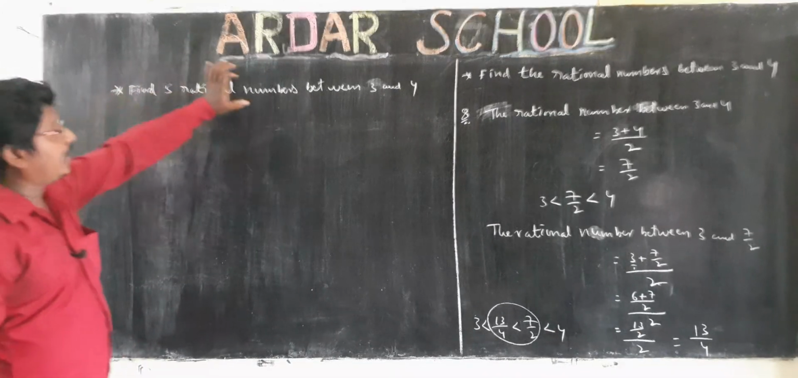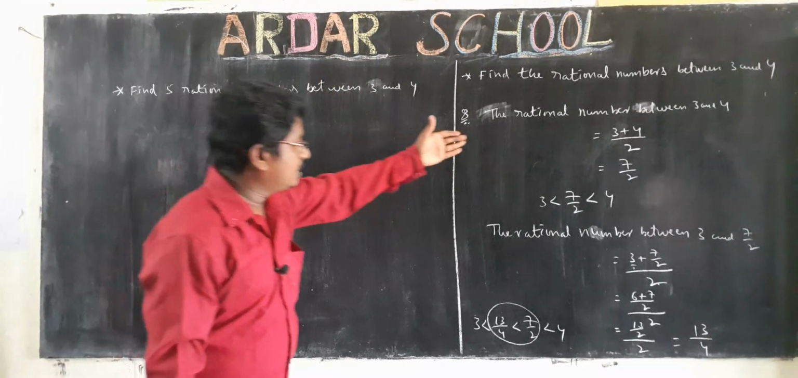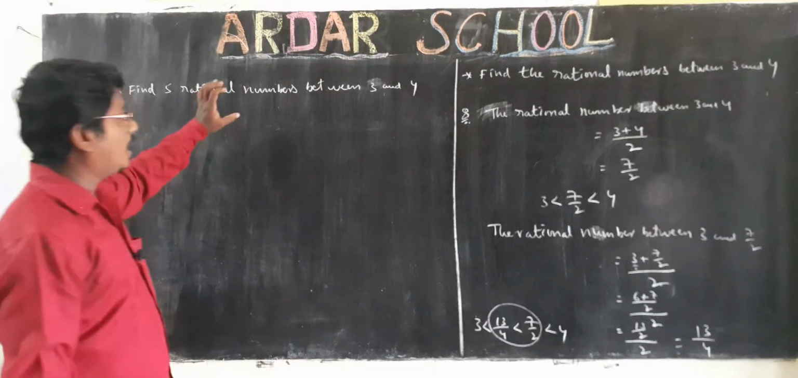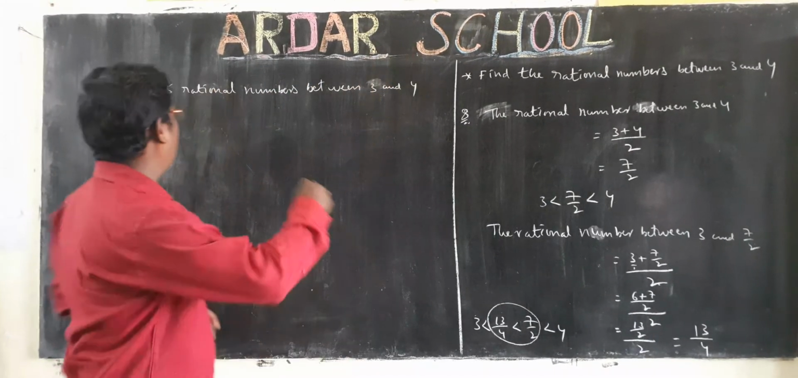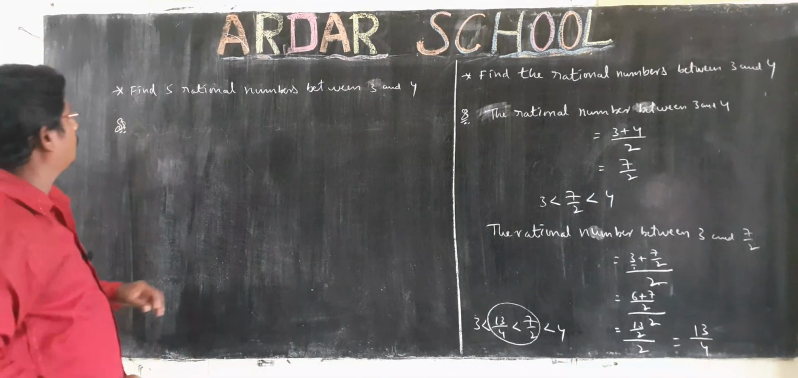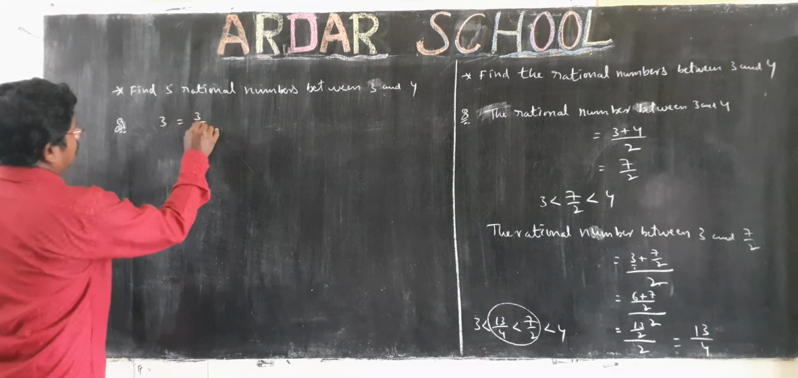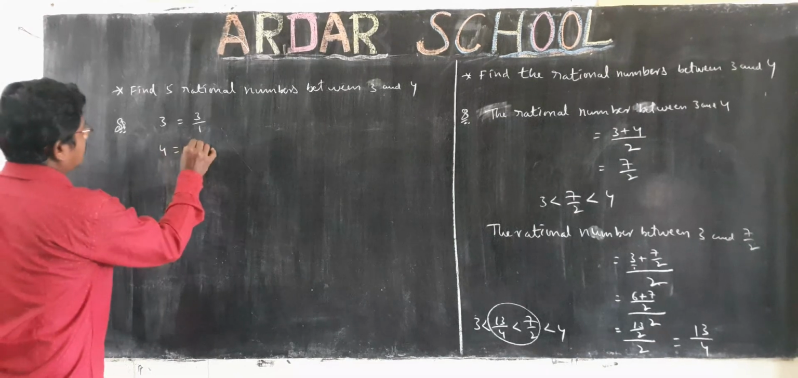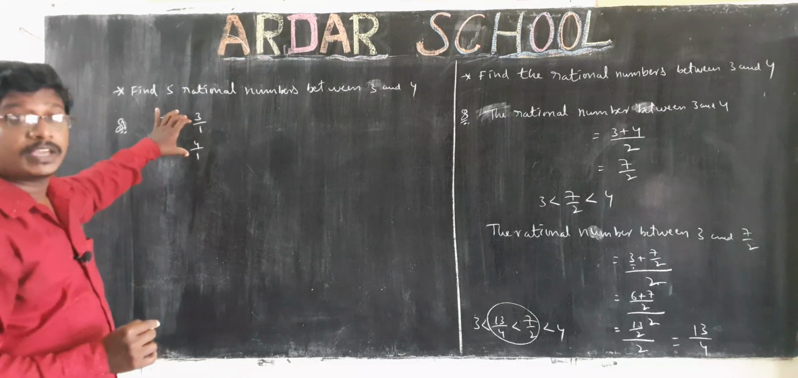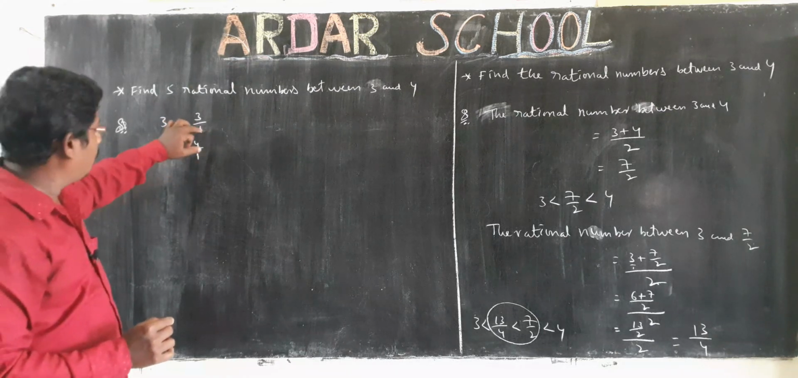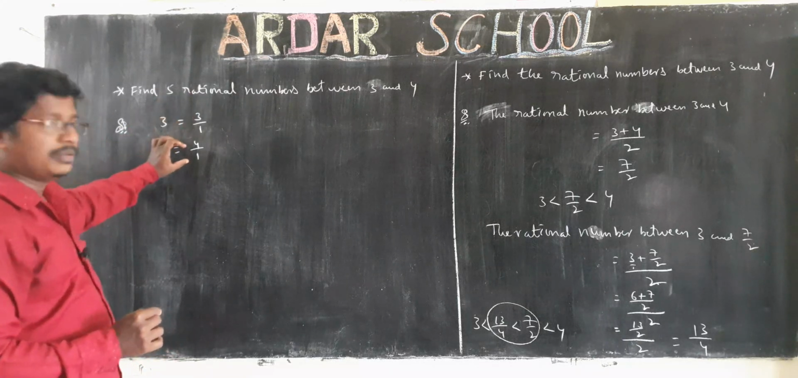Next, find 5 rational numbers between 3 and 4. So this is a lengthy process, but there is one shortcut. How to find the 5 rational numbers between 3 and 4? 3 can be written as 3 by 1, and 4 can also be written as 4 by 1. These are rational numbers and also like fractions. Here the denominators are the same. So how to find the 5 rational numbers between 3 by 1 and 4 by 1?